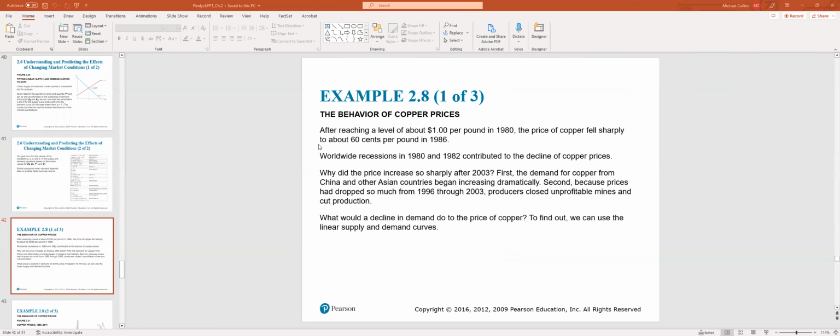Behavior of copper prices. After reaching a level of about $1 per pound in 1980, the price of copper fell sharply to about 60 cents per pound in 1986. Worldwide recessions in 1980 and 1982 contributed to the decline in copper prices. Copper's in everything: cars, homes, buildings, anything that runs electricity.